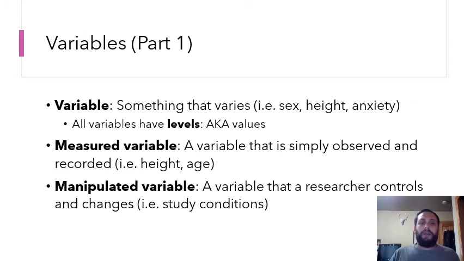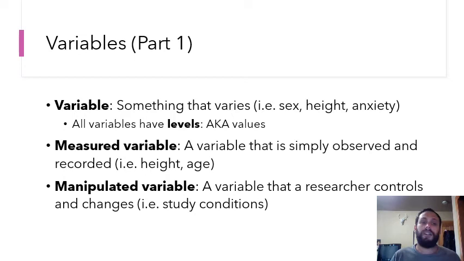Additionally, we can talk about two different types of variables. The first one we're going to talk about is a measured variable. A measured variable is simply a variable that you observed and recorded. So what that means is something like height or age. You simply ask a person, how old are you? And they give you an answer. They say, I am 26. And then they will simply tell you their age, and then you record that. That's simply put a measured variable.